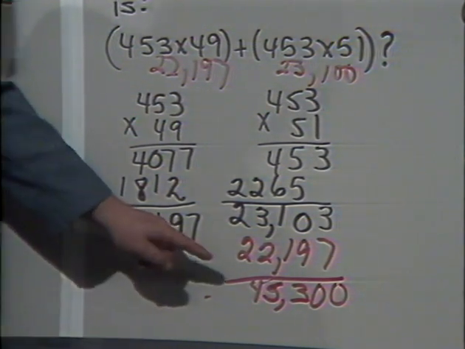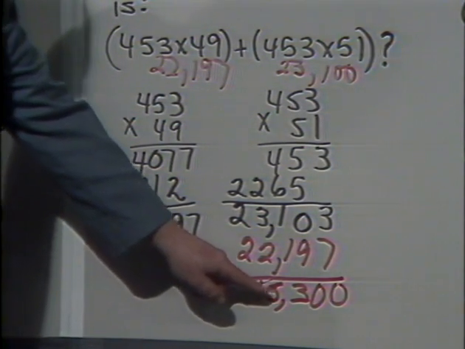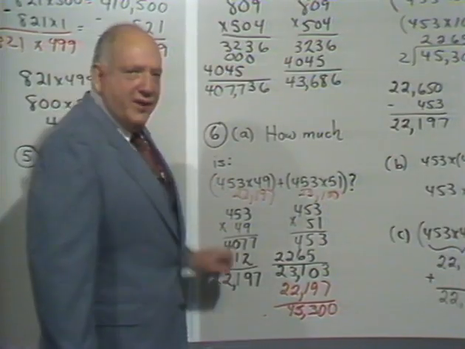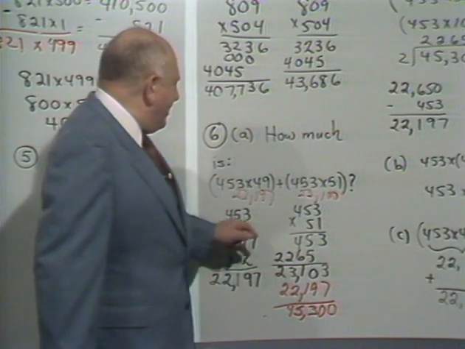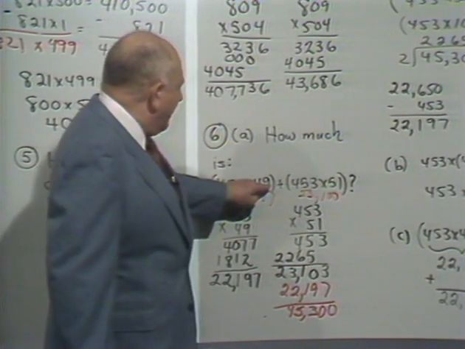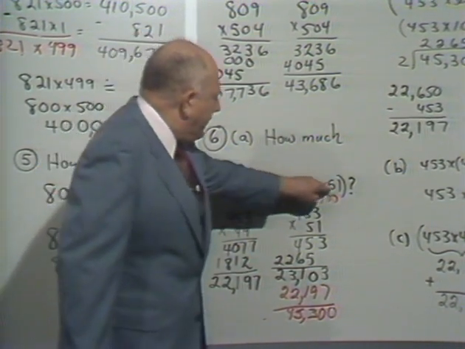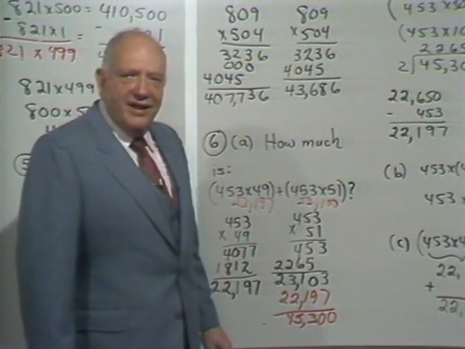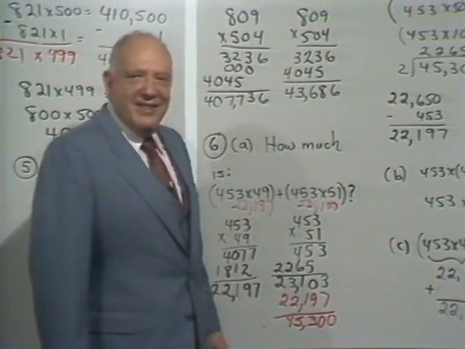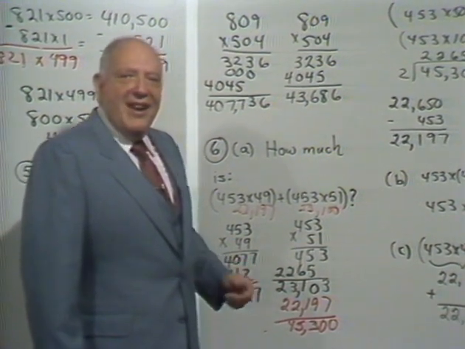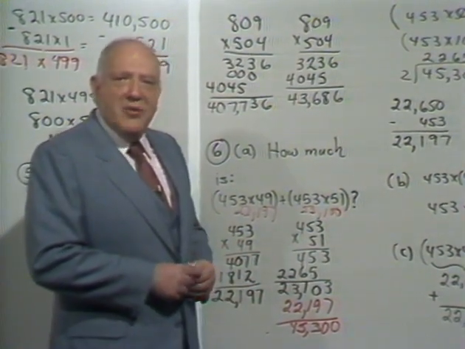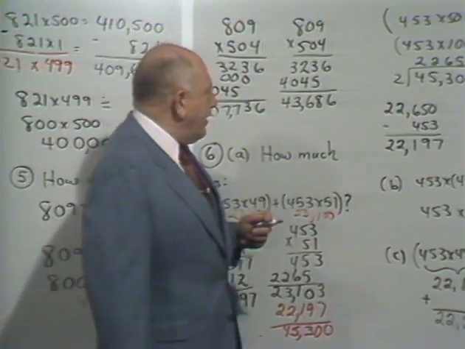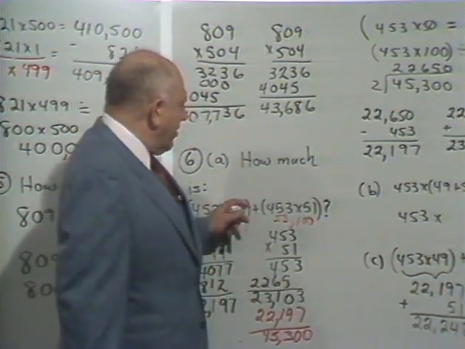By the way, you may have noticed that 45,300 looks an awful lot like 453. And it should, because look what this says. I've taken 49 of these and 51 more of these. Isn't 49 plus 51 100? And how much is 100 453s? It's 453 with two zeros annexed, and that's where the 45,300 comes from. And that's precisely what part B was asking us to do over here.